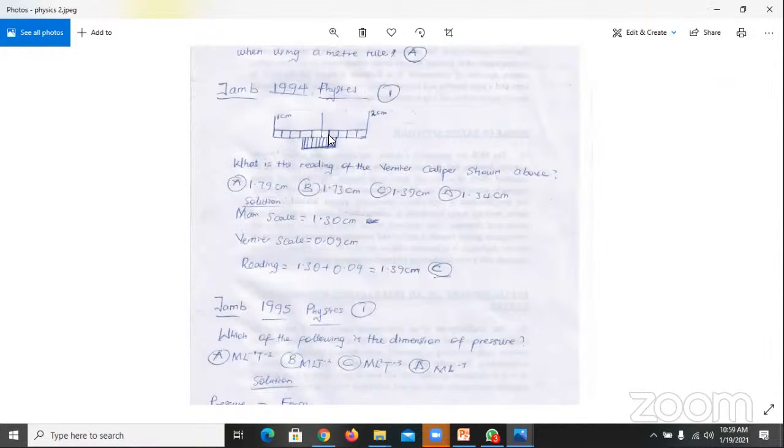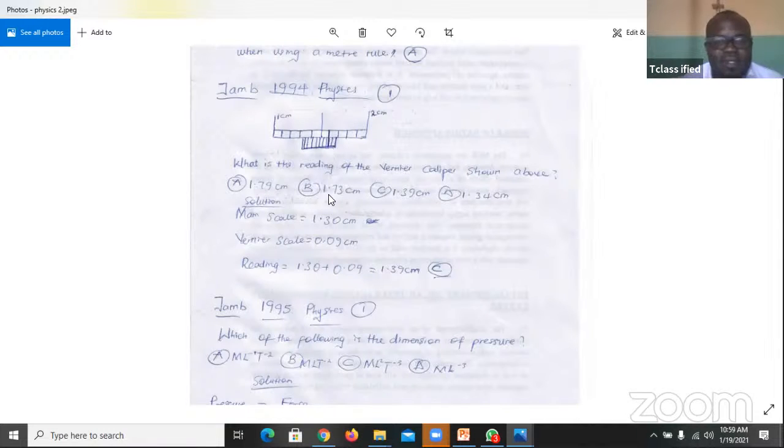Okay. So for the main scale, we check where we have our line. Is that the middle? Yeah. Okay, you understand? So the main scale is reading at 1.3. It actually depends on where we are reading from. So let's say our coincidence is here. If it is here, then this is going to be what? What do you think if it is here?